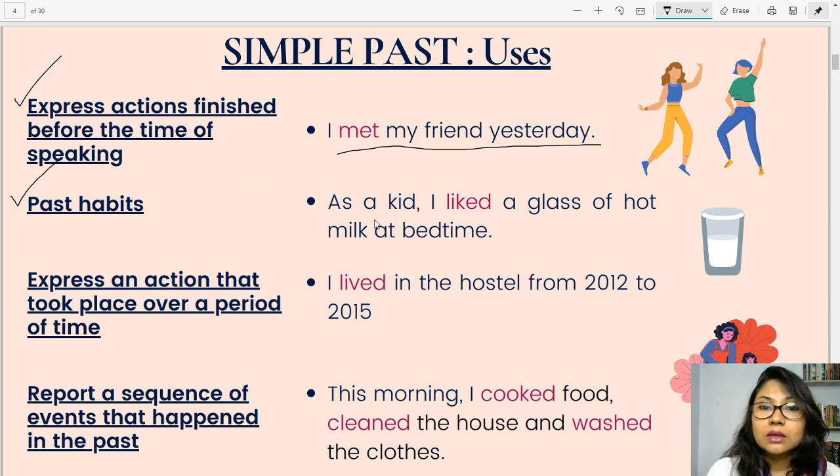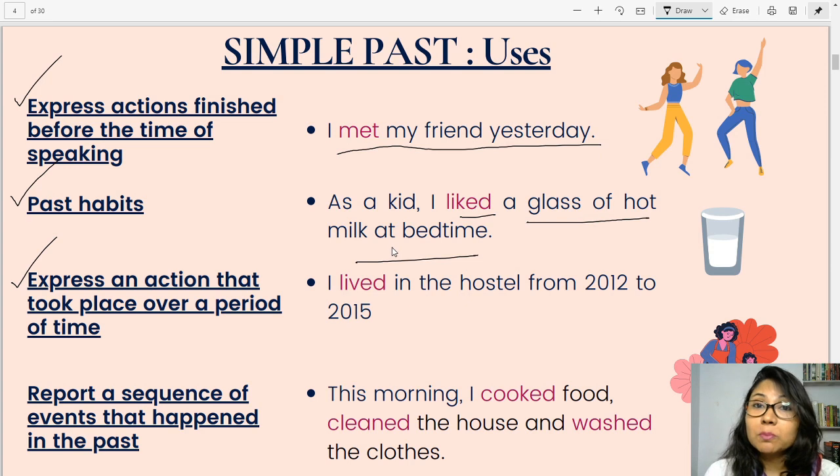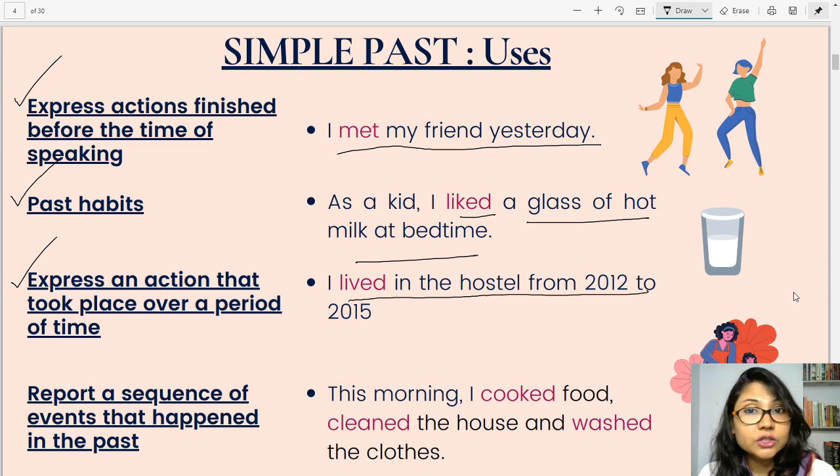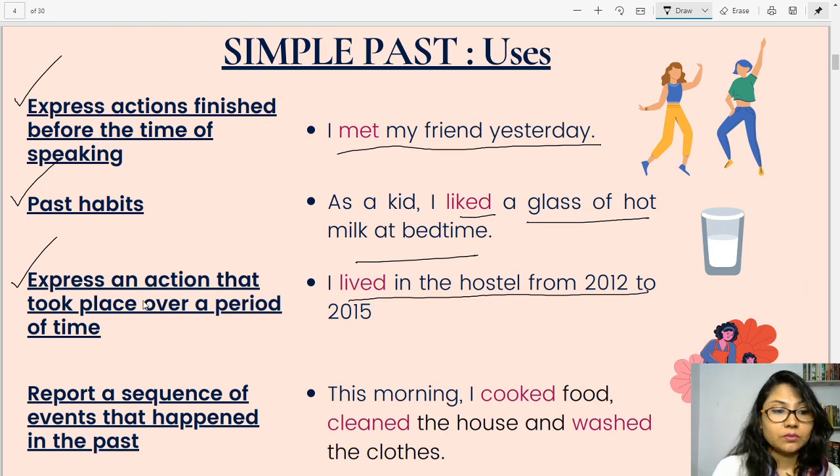Past habits. As a kid, I liked a glass of hot milk at bedtime. Express an action that took place over a period of time. I lived in the hostel from 2012 to 2015. So, it is something that took place in the past.